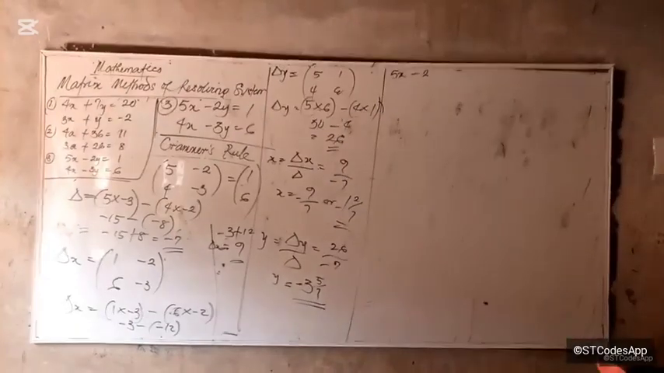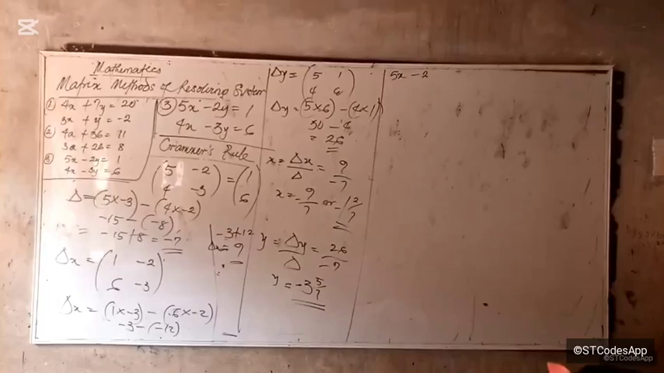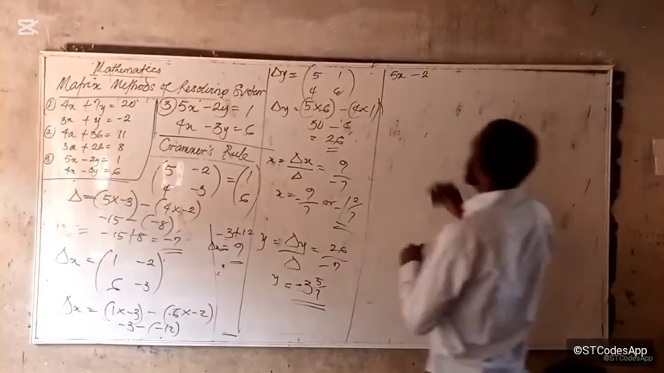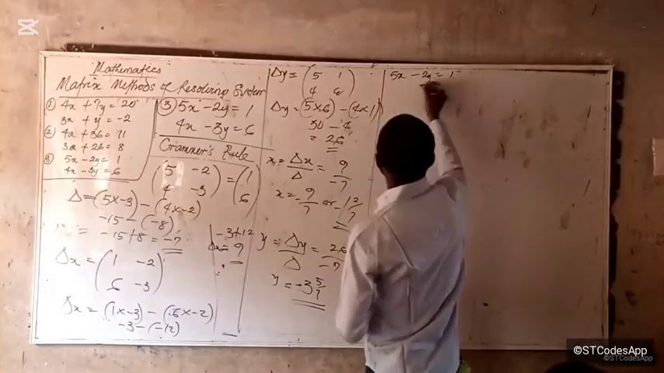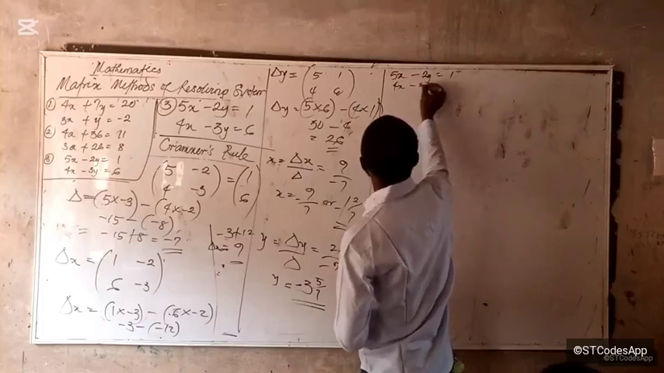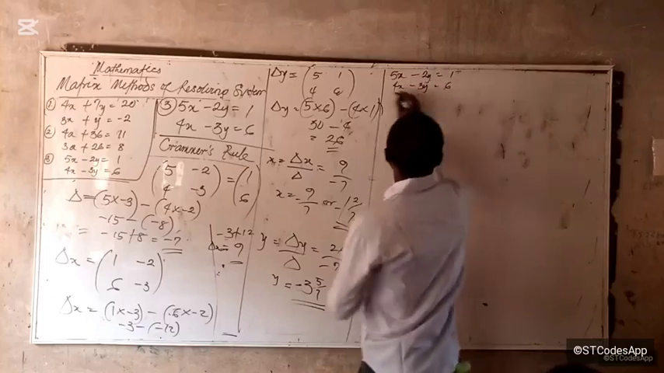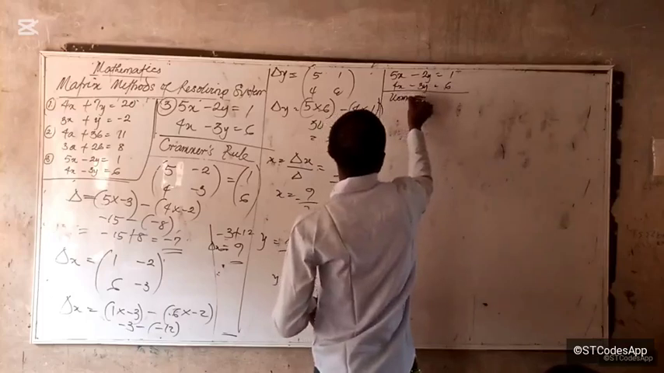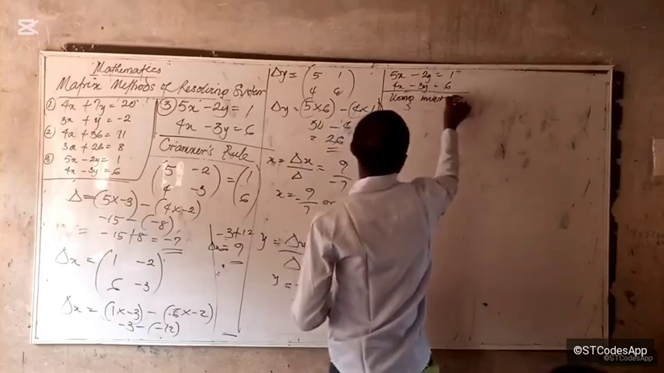Okay, so we said that 5x minus 2y is equal to 1 and 4x minus 3y is equal to 6. So now using the inverse method.